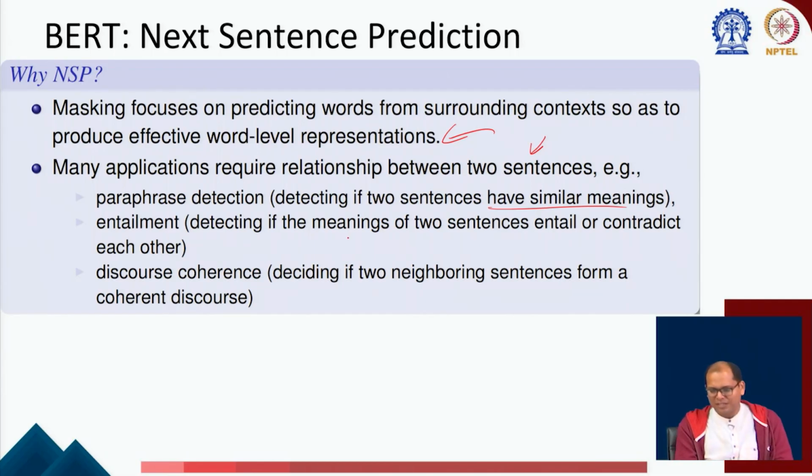Entailment detection: whether the two meanings entail each other, contradict each other, or are neutral to each other. Discourse coherence: whether two neighboring sentences form a coherent discourse. So you have multiple tasks where you are reasoning by taking two sentences or two pieces of text as input and figuring out if they are similar or different. And they said if we do this next sentence prediction pre-training task, maybe it will learn to perform tasks that require reasoning among multiple sentences.